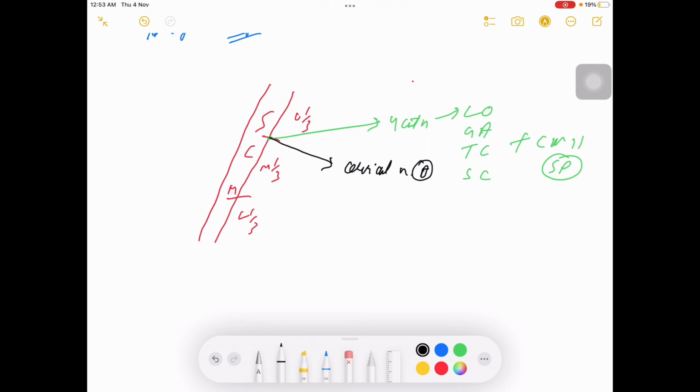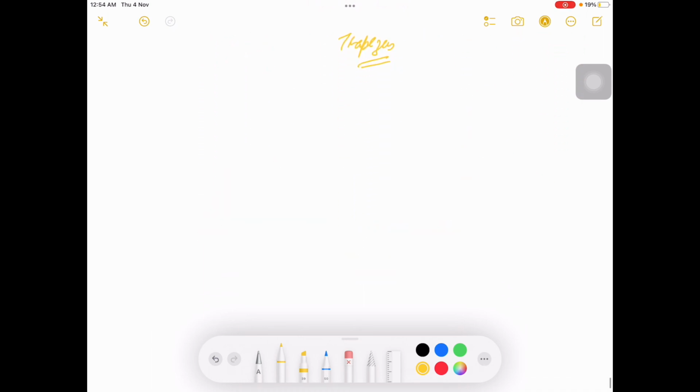Then with respect to the middle one third, you have the nerve to levator scapulae and trapezius. Okay, so well, that's all for the posterior triangle.